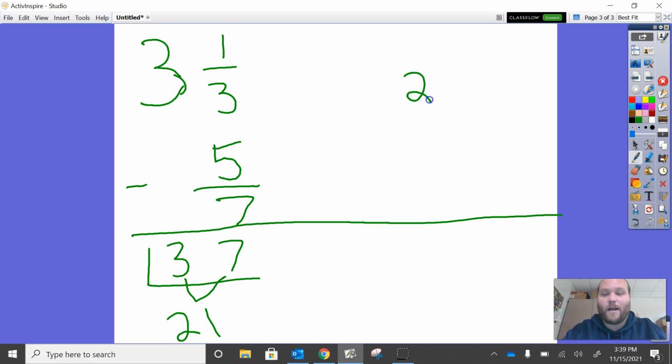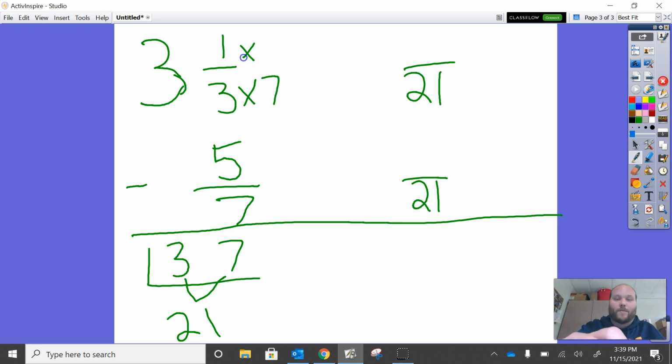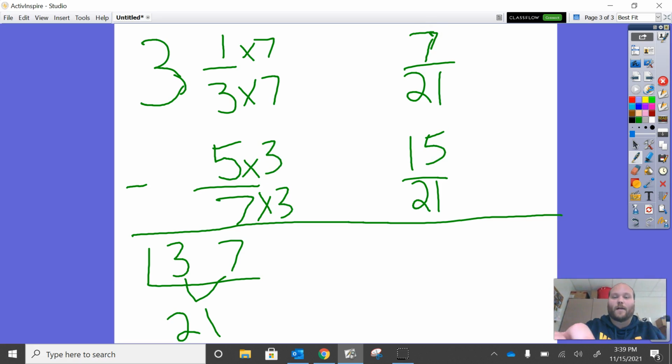So I rewrite my denominators. I say 21 and 21 and draw my fraction line. Then I look at how to change my numerators. This is times 7 to get to 21, so I multiply by 7 there. My 7 is going to be there. Then this is times 3, so I multiply by 3. That's going to be 15. And I bring over my whole number.